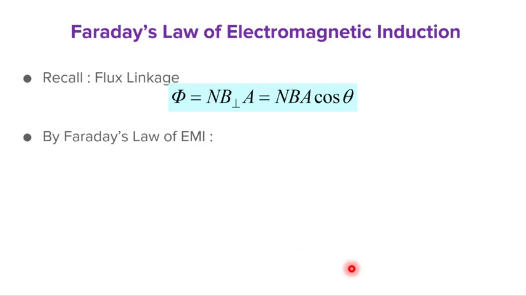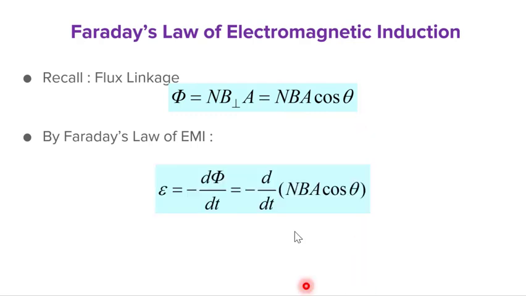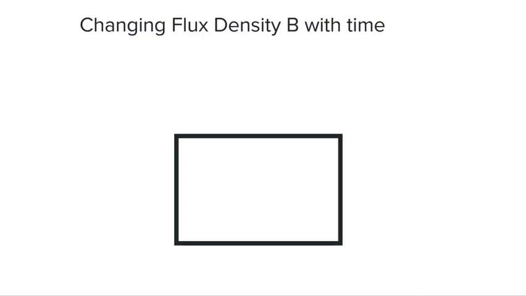So, are there any other ways where we can induce EMF in a coil system? Recall that the flux linkage of a coil is given by N times B perpendicular times A, which is equal to NBA cos θ. Since Faraday's law of electromagnetic induction gives E equals minus dΦ/dt, we see that we can induce an EMF in the coil by changing any one of these variables. The easiest way, of course, is to change the magnetic flux density with respect to time. From E equals minus dΦ/dt, we see that changing the magnetic flux density is the same as changing the whole flux linkage.